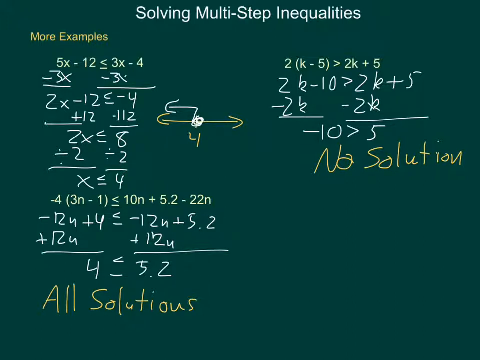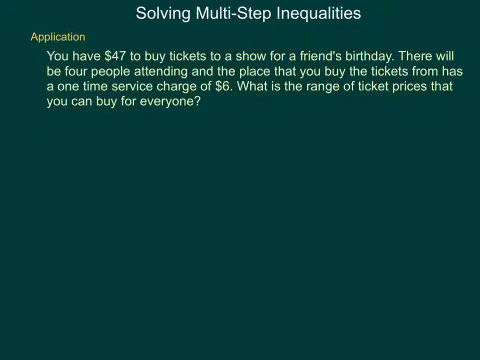Let's take a look at an application for this type of problem. You have $47 with which to buy tickets to a show for a friend's birthday. There will be 4 people attending, and the place you buy tickets from has a one-time service charge of $6. What's the range of ticket prices that you can buy for everyone? So first we need to write our inequality. So I have $47. That means if I'm going to spend money, that is the most that I can spend.